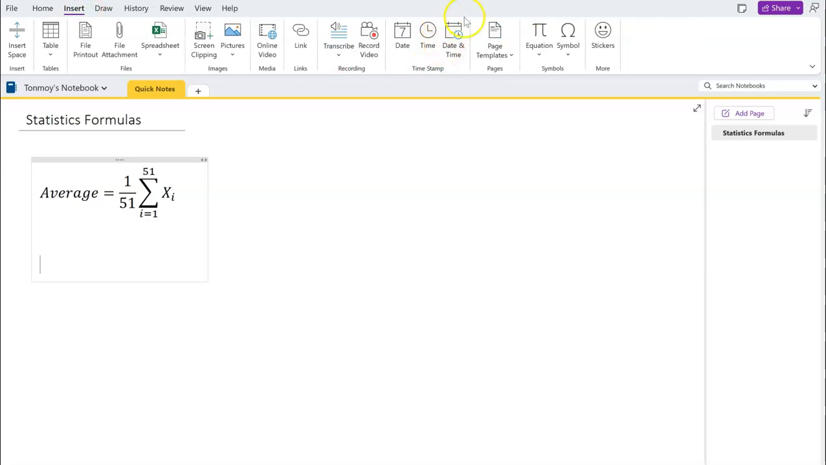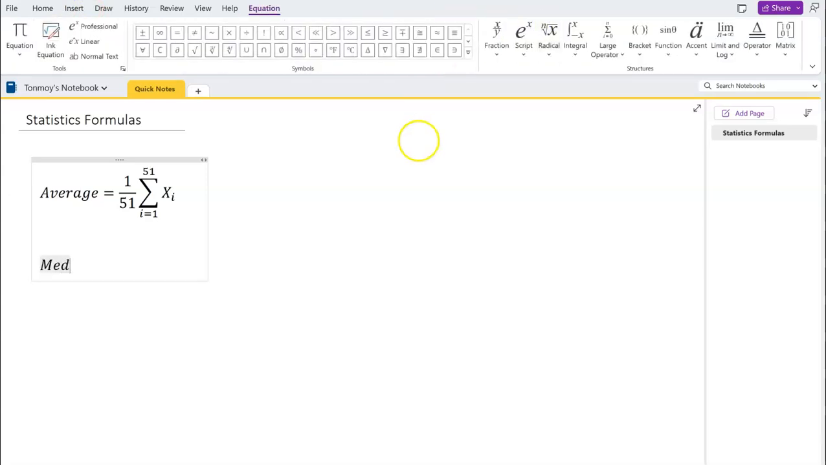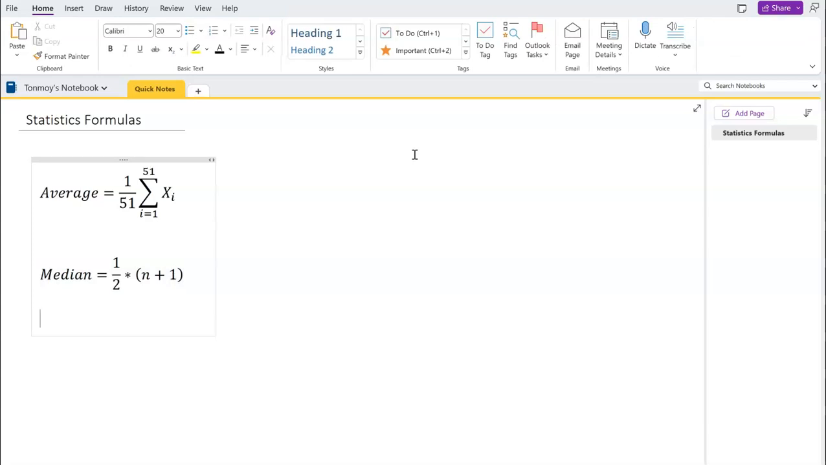So if I insert my equation here, median equals 1 over 2, times n plus 1, where n is my number of observations. In our case, if I have 51 states, including DC, 50 states and DC, then this number will be 52. So my median is going to be the 26th number in the table.